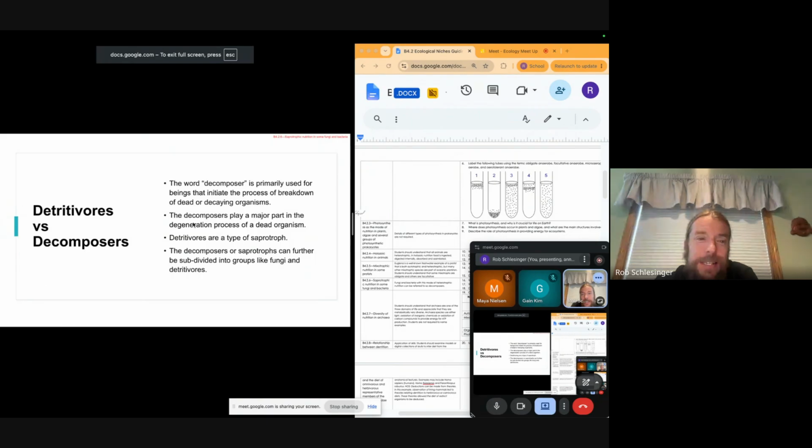And so this gets into minutia a little bit, but I tend to think of saprotrophs and detritivores as just decomposers. But here they're making the argument that detritivores are actually a type of saprotroph. I don't think you need to know that. The takeaway, what you'll be asked on your test in October, is basically what's the difference, and can you give an example of each?